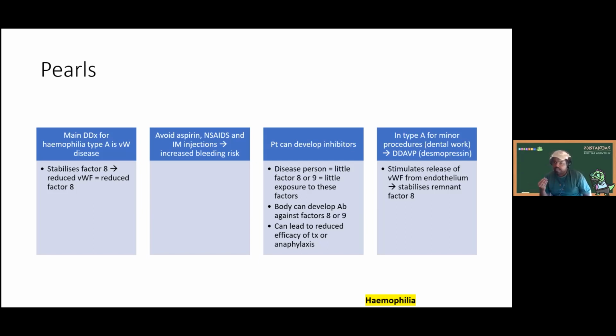Also to know in type A, for minor procedures that can cause bleeding, so things like stitching and things like minor dental work, you can give them desmopressin. And that's because desmopressin stimulates the release of von Willebrand's factor from the endothelium. And just remembering that von Willebrand's factor stabilizes factor 8. And so this is a really good way to make sure that there's a lower risk of bleeding in these patients.